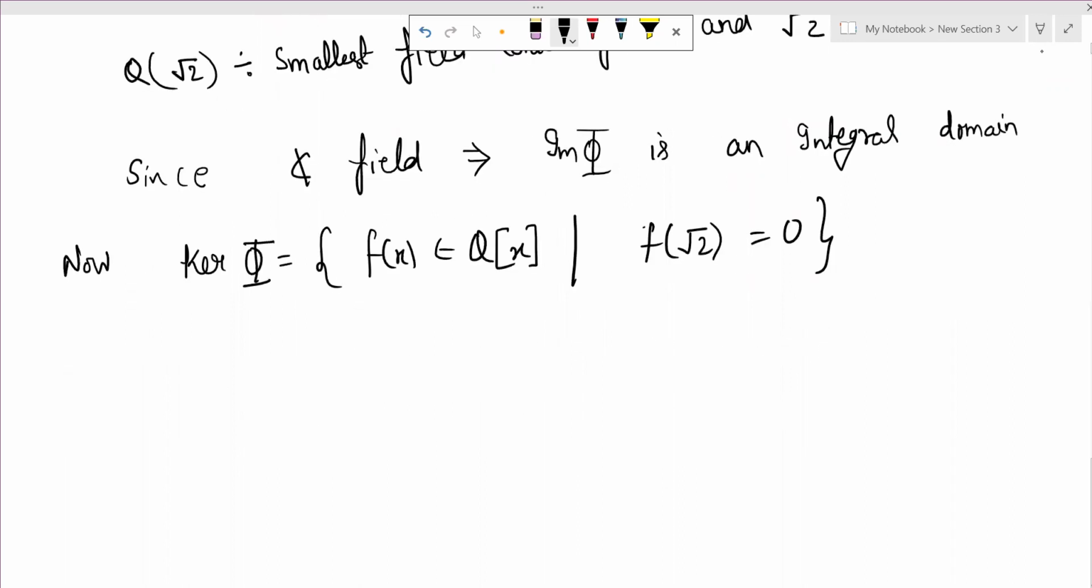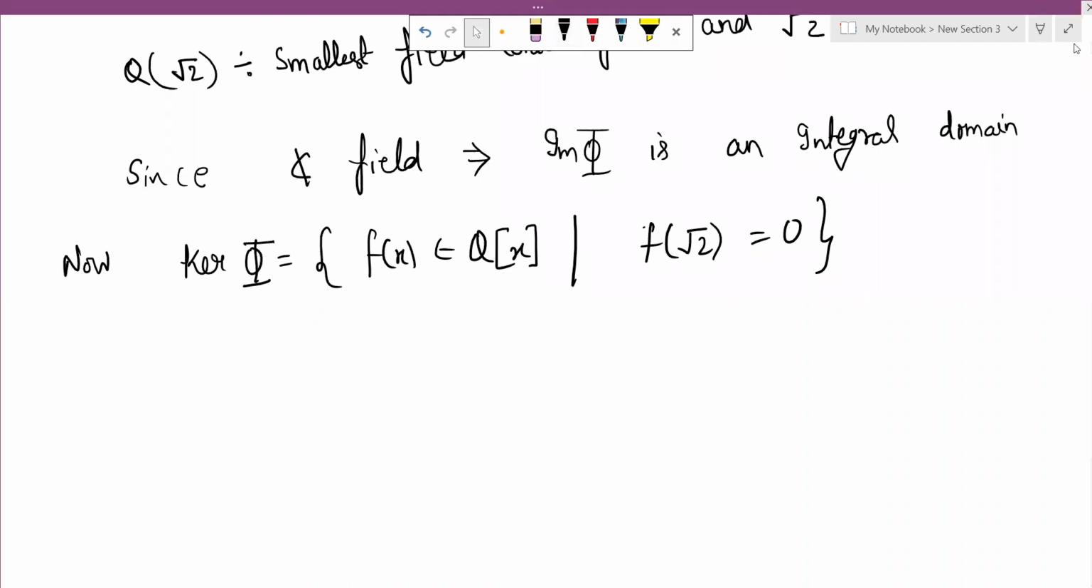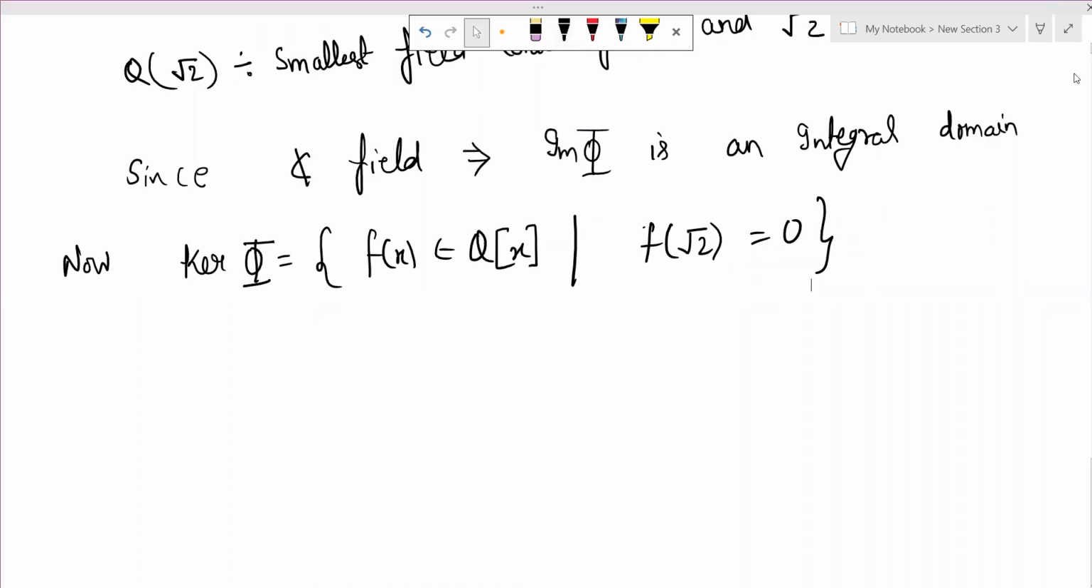Now, since Q is a field, Q[x] is a PID. Agreed or not? Muthukumar, do you know this fact? Q is a field, then Q[x] is a PID. Every field has only two ideals, and a field is a PID itself. If Q is a field, then the polynomial ring over it in one variable is a PID, even an ED, Euclidean domain. Do you know this fact or not?